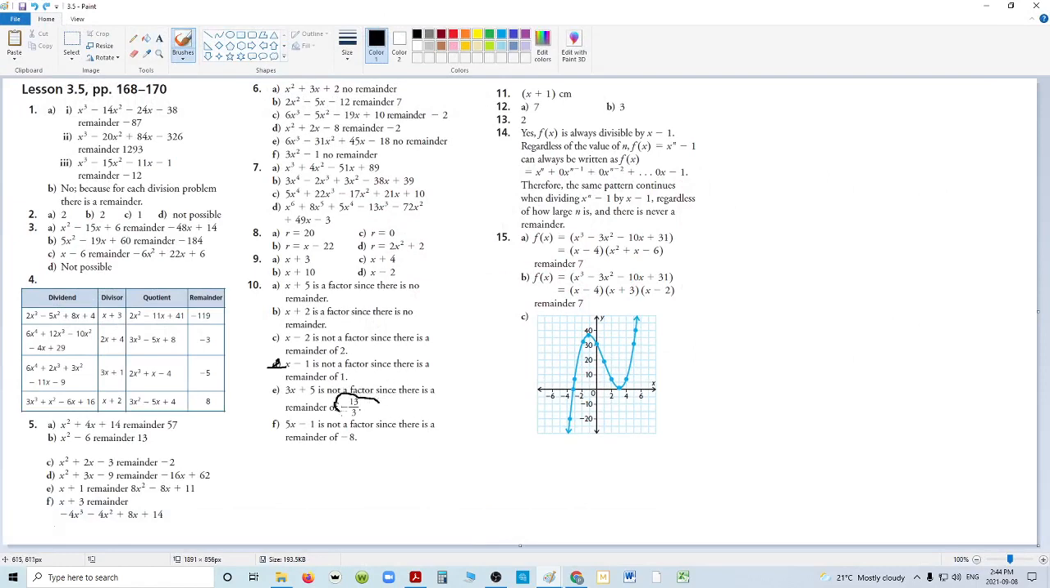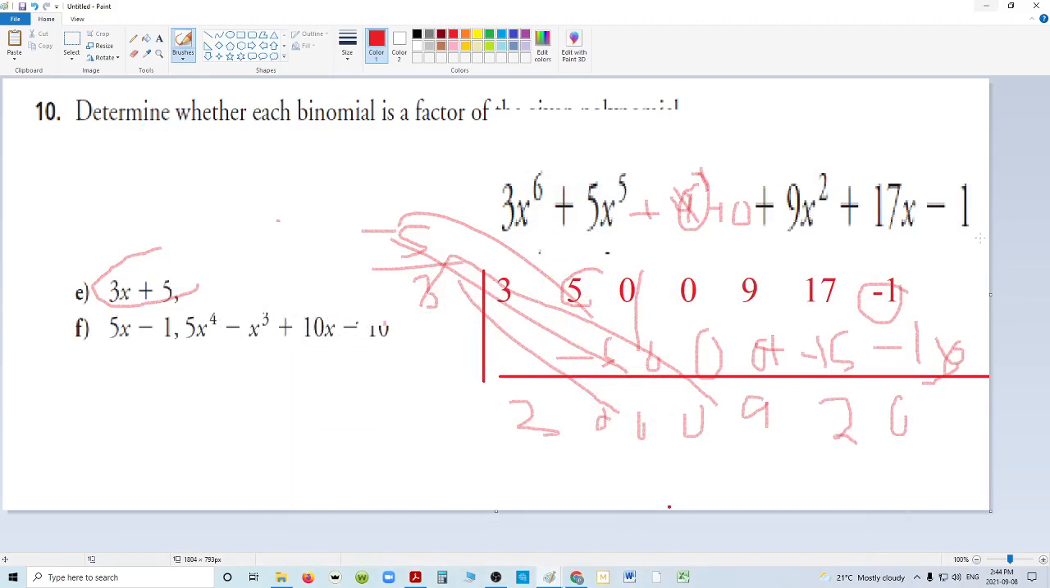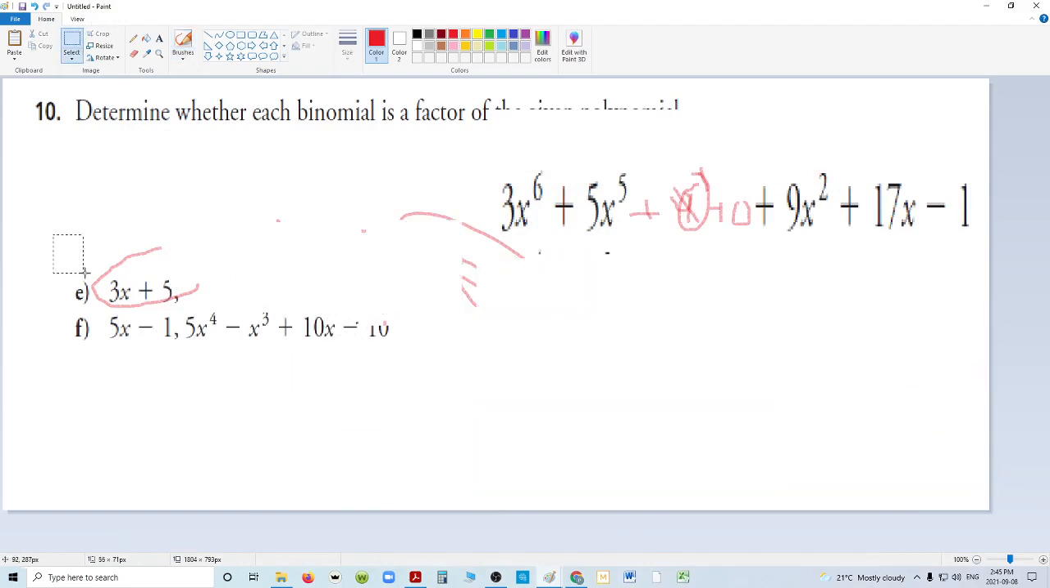Yeah, and there's the remainder, minus 13 over 3. And we indeed got some bizarre factor. Okay, they even came up with the remainder in their answer. Okay, the last one. I'm going to guess the last one is a factor.